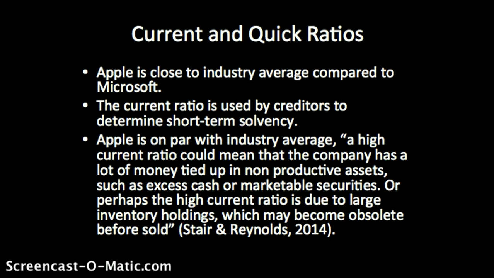A high current ratio could mean that the company has a lot of money tied up in non-productive assets, such as excess cash or marketable securities. Or perhaps the high current ratio is due to large inventory holdings, which may become obsolete before sold. Microsoft's current and quick ratios are high, which shows that the company is not heavily dependent on inventory for short-term solvency.